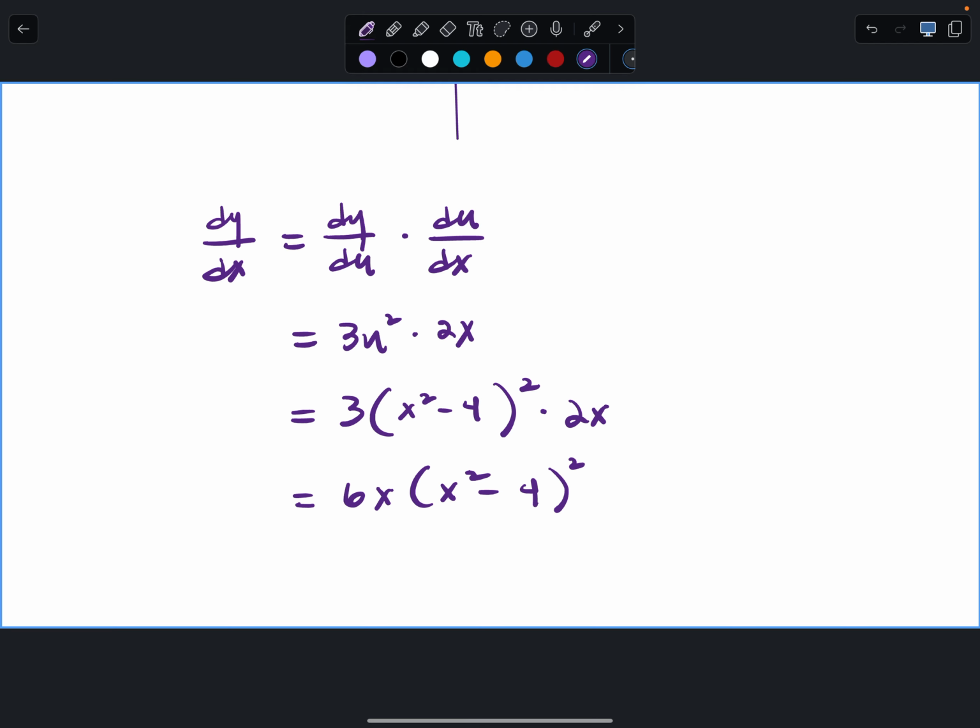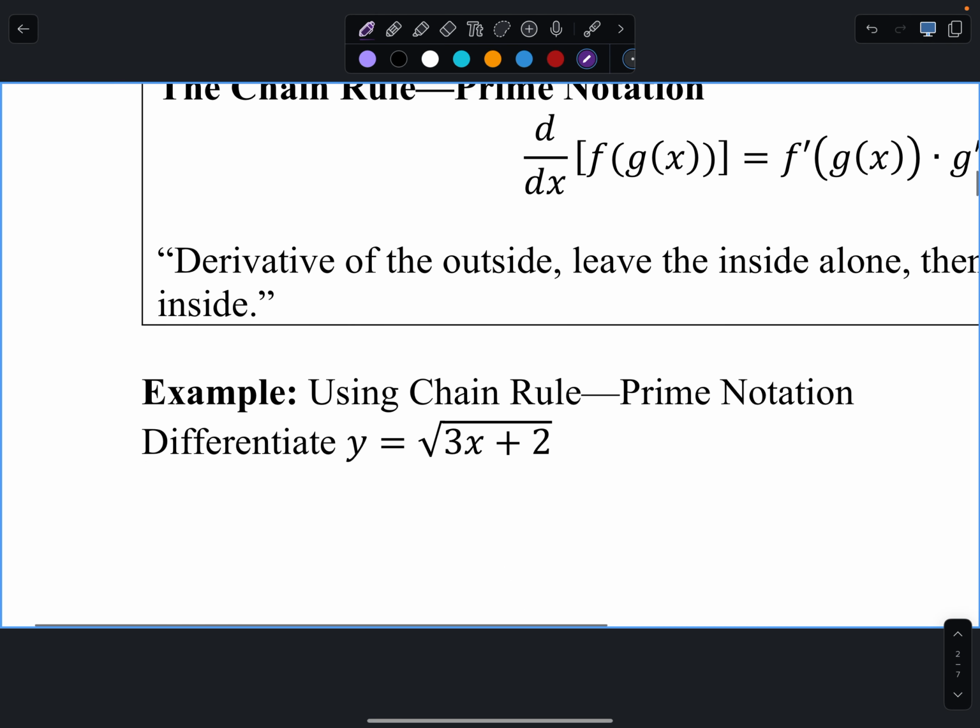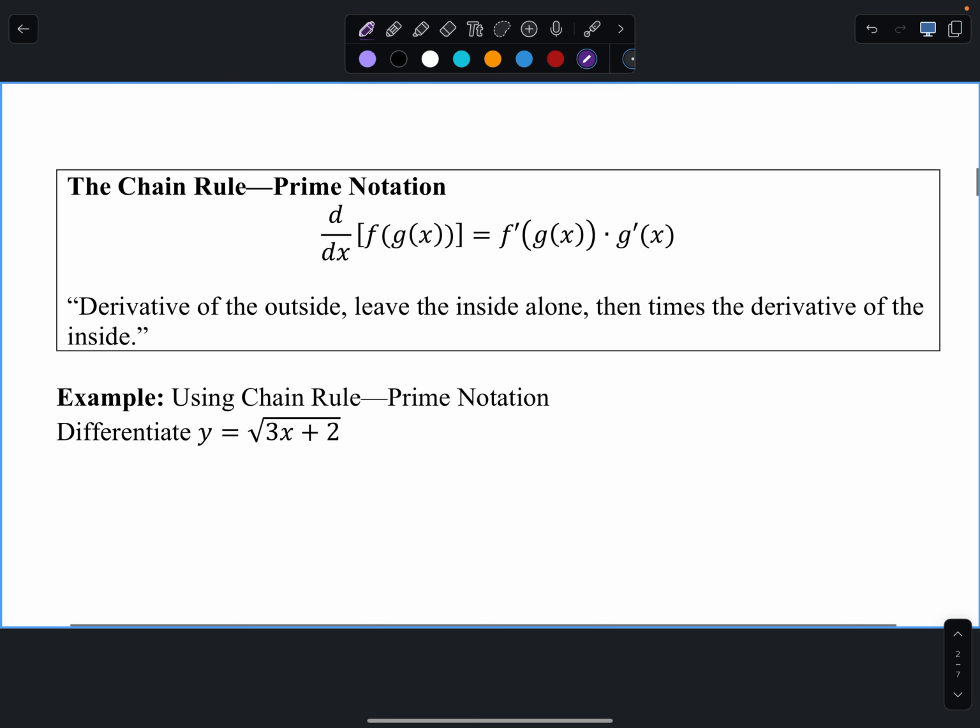Wait, this is completely unrelated to this chain rule. If this function was named f of x, so this is using the dy over dx notation versus the function notation. So this next one is using the prime notation, which uses function notation. I think this is what you're asking. If you think about your function as being a function inside of another function, this is what I say to myself when I'm applying chain rule, okay? Derivative of the outside function, you leave the inside function alone.